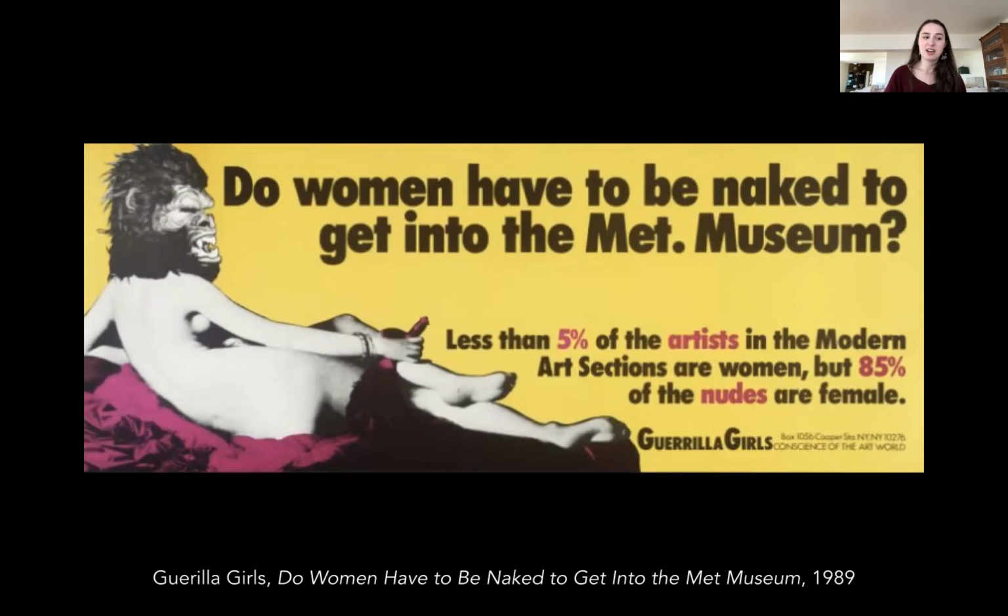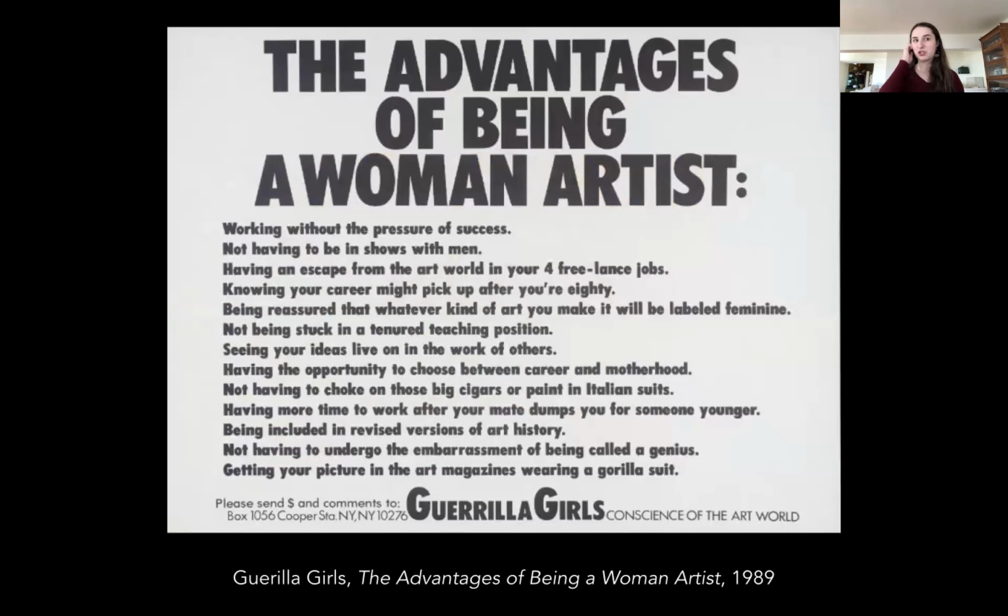ableism, and beyond. They organized protests and shows and created posters like this saying, less than 5% of the artists in the modern art section at the Met were women, but 85% of the nudes were of women. They frequently used humor to make their messages more popular and paid attention to. I love this piece, The Advantages of Being a Woman Artist.